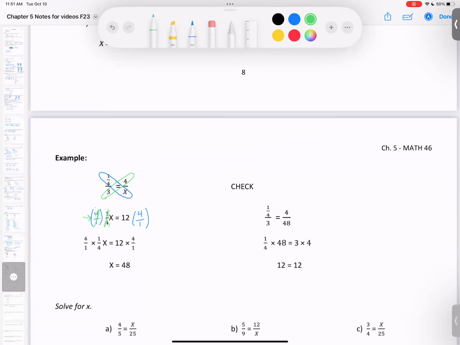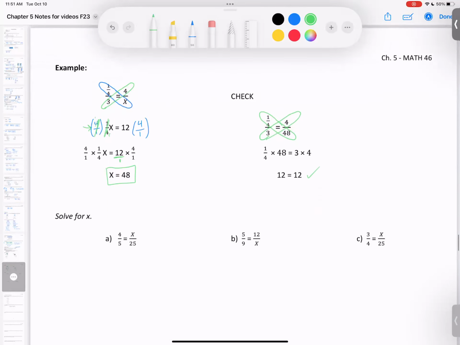So now we have just plain X equals 12 times 4 over 1. Remember, 12 is really 12 over 1. And so we get an answer of 48. And then just like we checked in the last example, we can check here by doing the cross product method. So if we do 1/4 times 48, do we get the same thing as if we do 3 times 4? And here, yes, we end up with 12 equals 12.